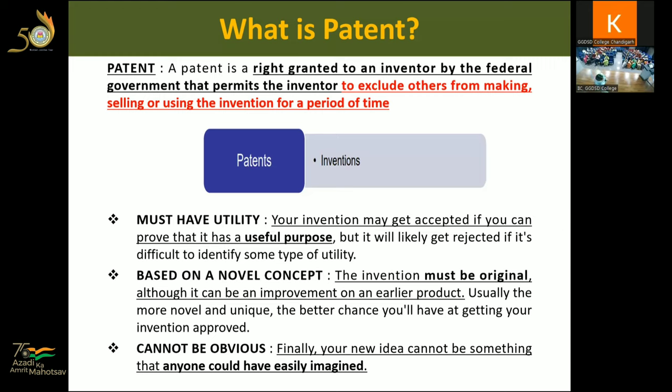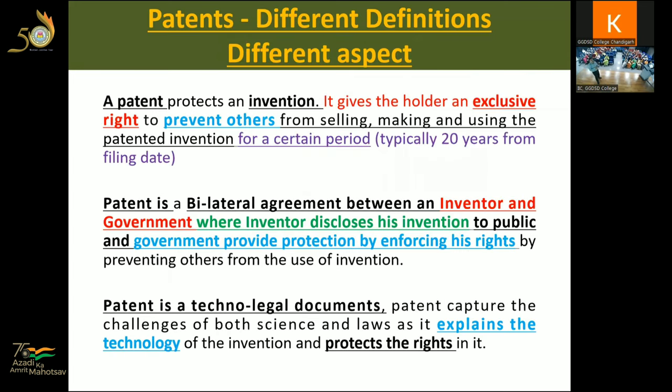Then it cannot be obvious. Obviously, there must be something of newness. The invention should not be such that which is known to everybody. Like 2 plus 2 is 4. If you say I have developed a formula, 2 plus 2 is 4, it is already known. So in that case, it is not going to be protected.